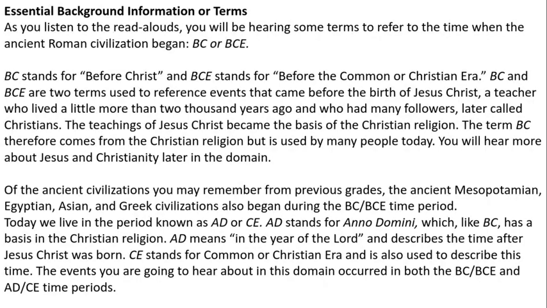So we also have our time period we live in today. Today we live in the period AD, or they also say CE. AD stands for Anno Domini, which, like BC, has a basis in the Christian religion. AD means in the year of the Lord and describes the time after Jesus was born. CE stands for Common or Christian Era and is also used to describe this time. So I'll use the terms BC and AD. BC means before Christ. AD means after Christ. All right, the year of our Lord. Anno Domini.